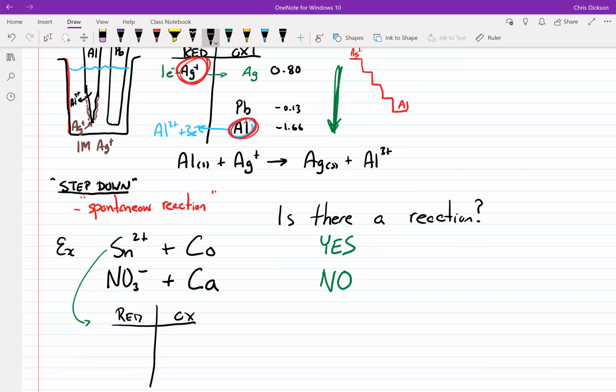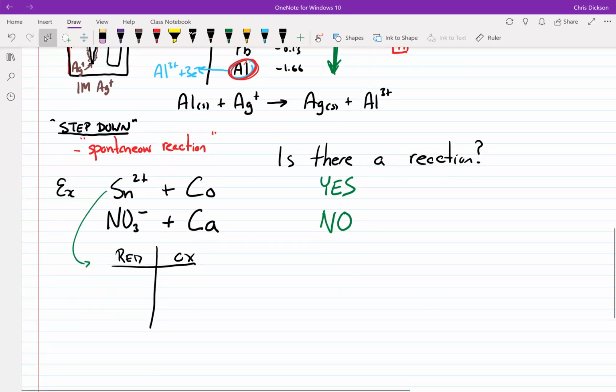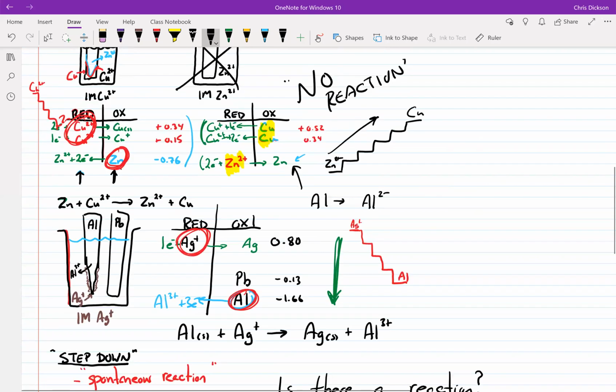So as far as cobalt goes, cobalt has to be on the right side. It's got to be a metal that gets oxidized. And tin 2+, it's interesting that tin 2+ is going to appear on both sides of the table here, actually. So I'm going to have to go take a look here.